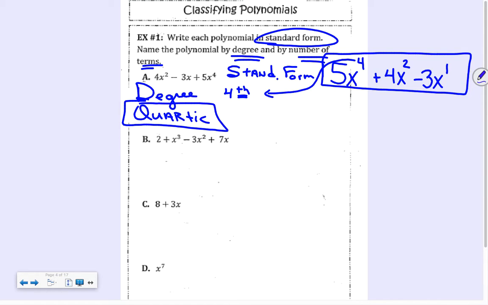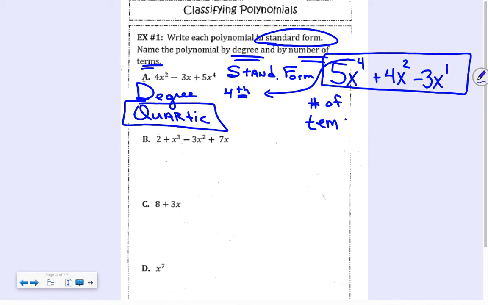If that would have been x squared, we'd say quadratic. If that would have been x to the first, we'd say linear. X cubed would be cubic. X to the fifth would be quintic. Okay, because it's x to the fourth, we call it quartic. Okay, number of terms. Ready? Classified by number of terms.